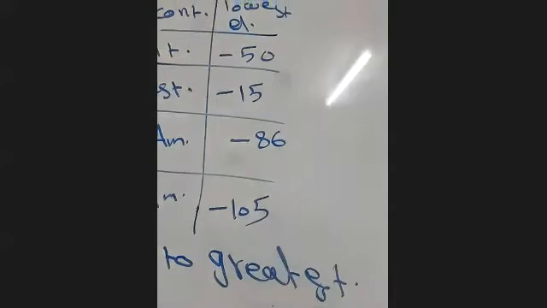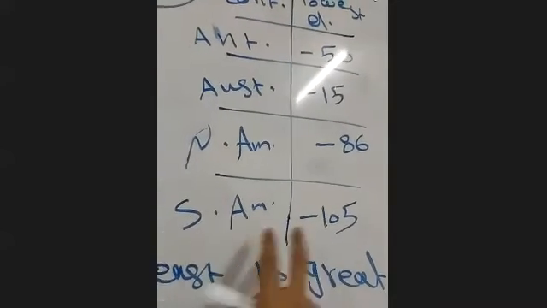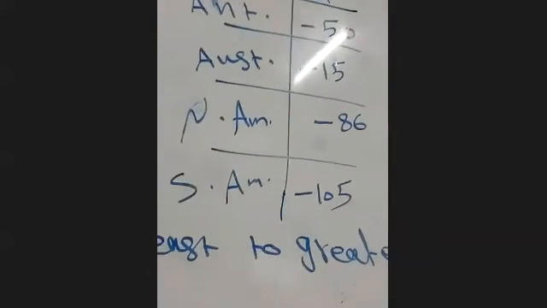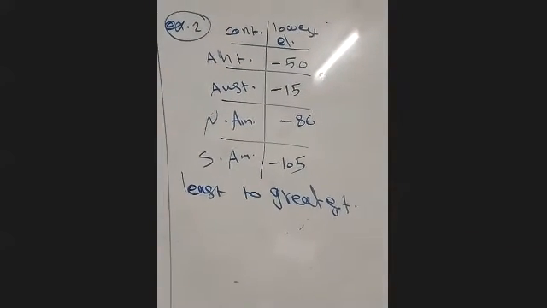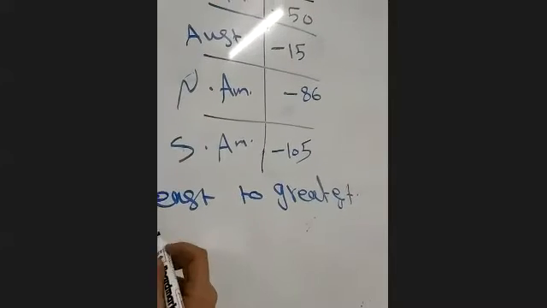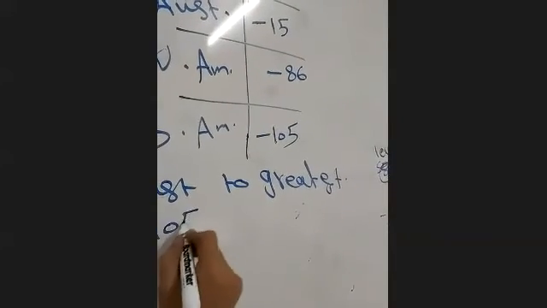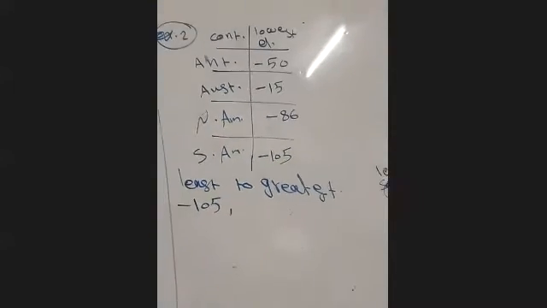Omar Samer, are you here? Yes. What is the least integer here? Negative 105. So South America has the least one, right? Yes. So the least one, thank you, Yusuf, is negative 105. Next, Omar, what do we have?